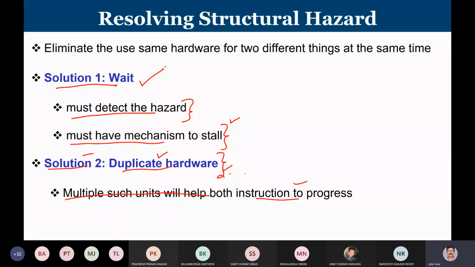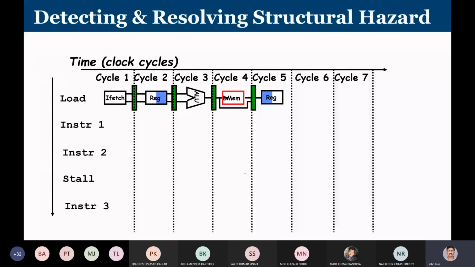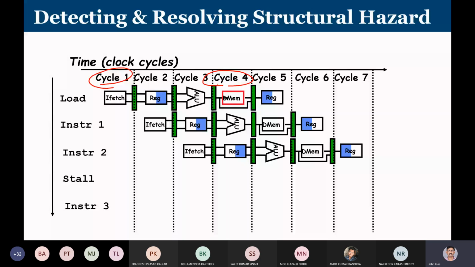So now let us try the first approach, that is the waiting approach. You have a load instruction. For the load instruction, I'm going to access memory in cycle number 1 for instruction fetch and cycle number 4 for accessing the memory. Now I know that a new instruction is going to be fetched and that is going to clash with that. So I am not going to fetch instruction 3. Ideally your instruction 3 was supposed to be in this slot. Now I am not permitting it because it is going to create a stall.